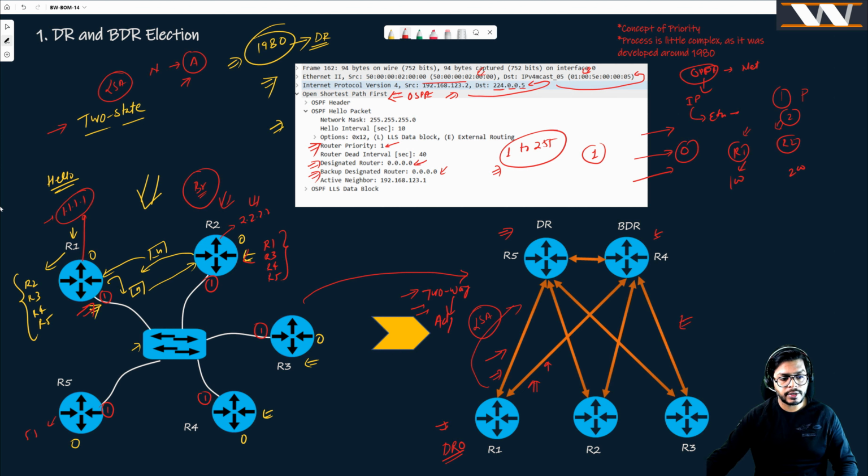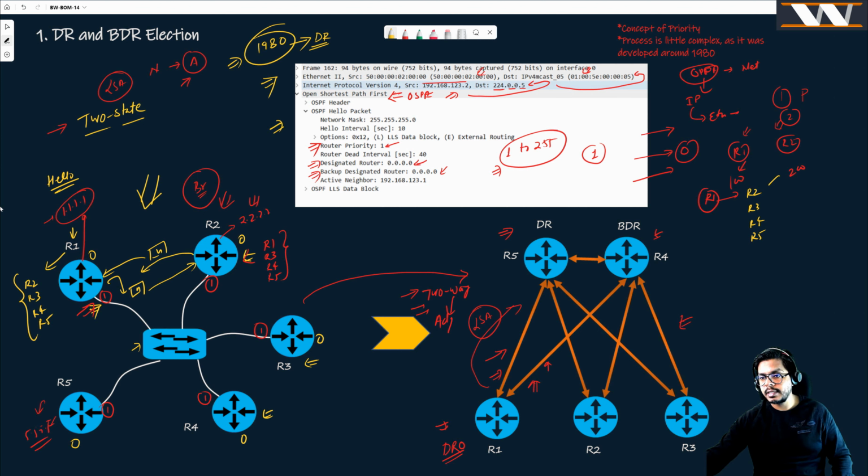Which is 5.5.5.5. It means that the priority is 1, but the router ID is going to be highest for this one, right? So actually what happens, everybody is sending hellos with all these parameters. If we talk about router R1, R1 knows that it has neighbors. What are its neighbors? The neighbors are R2, R3, R4 and R5.